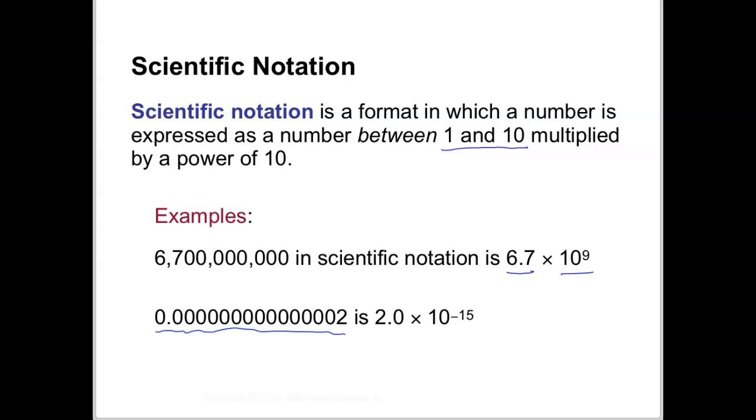Your calculator, just so you know, will generally express scientific notation instead of writing out the times 10 to the ninth, it'll have an E. So your calculator would express this number as 6.7 E9. And that E just means exponential 9, so times 10 to the ninth. Your calculator would express this number as 2.0 E negative 15. Does that make sense? Go ahead and give me a green check when you're good with that slide.